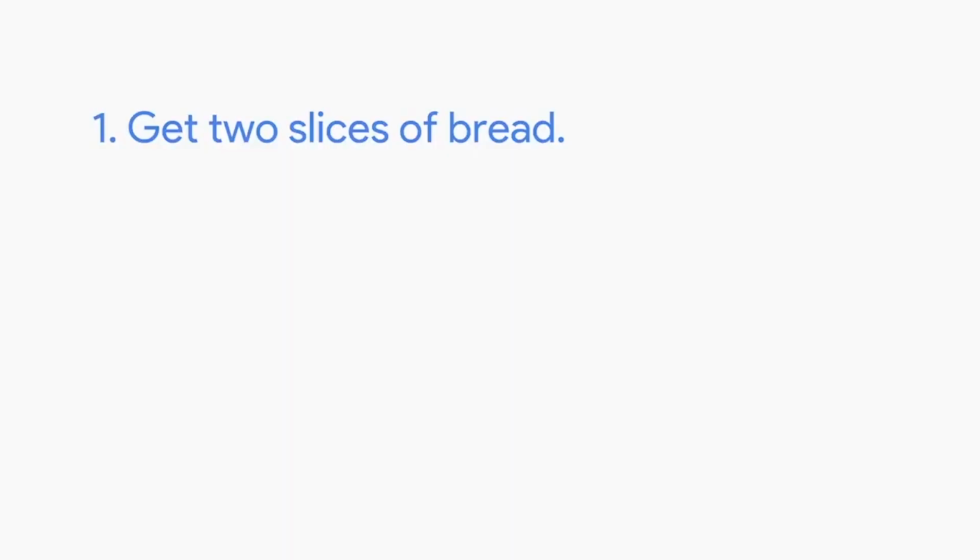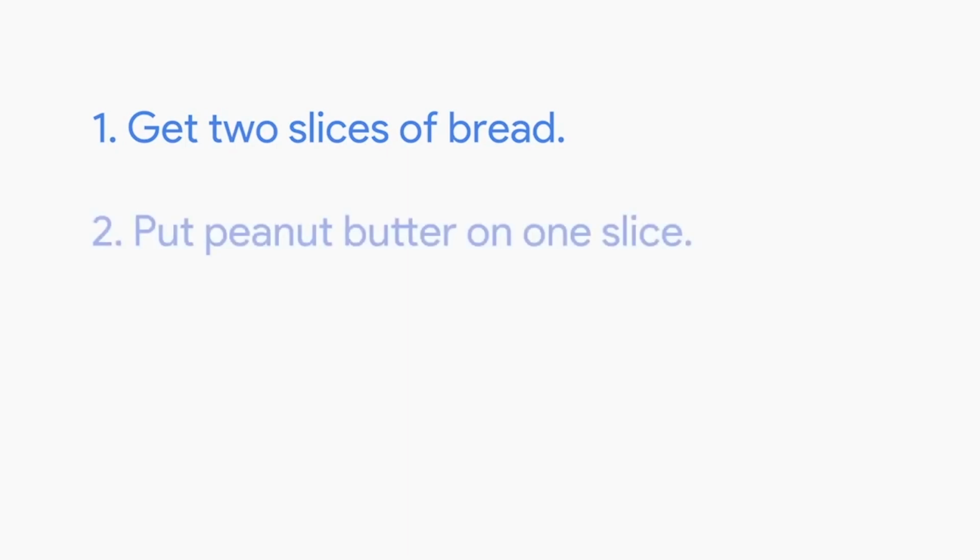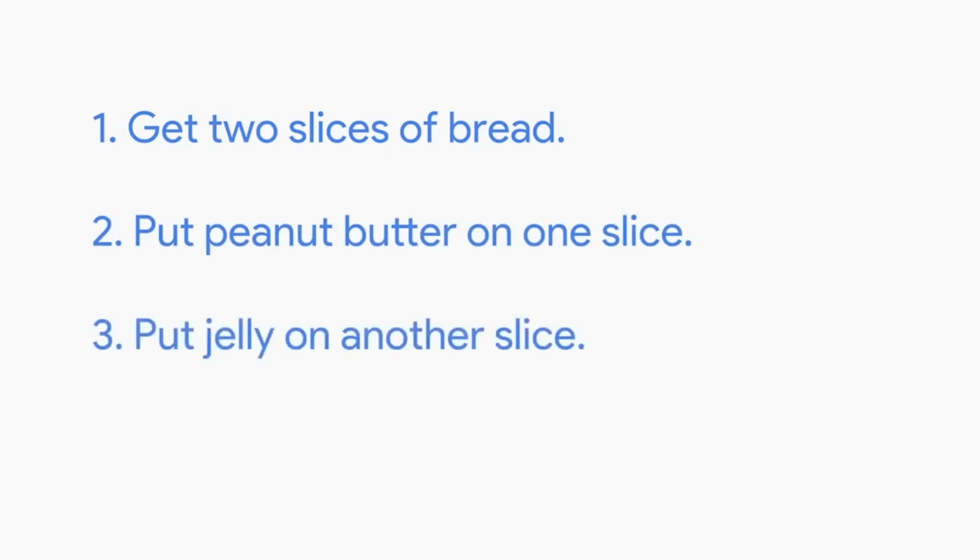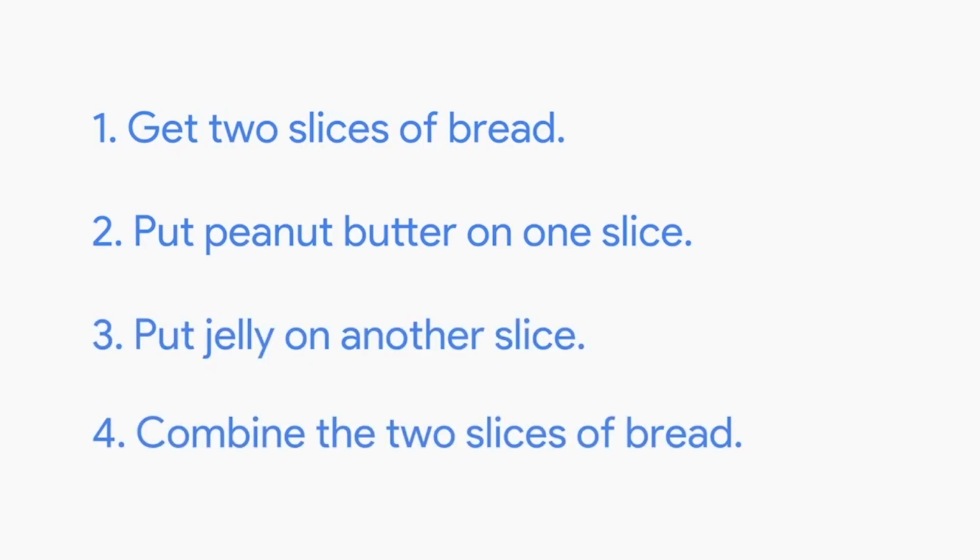I see a pretty good recipe and send it to our chef to make. Remember that our chef needs these instructions quickly, so I don't send her the entire recipe. I send her one line at a time. 1. Get 2 slices of bread. 2. Put peanut butter on 1 slice. 3. Put jelly on another slice. 4. Combine the 2 slices of bread.